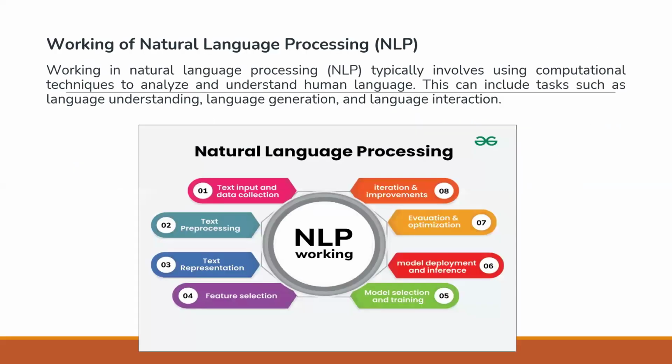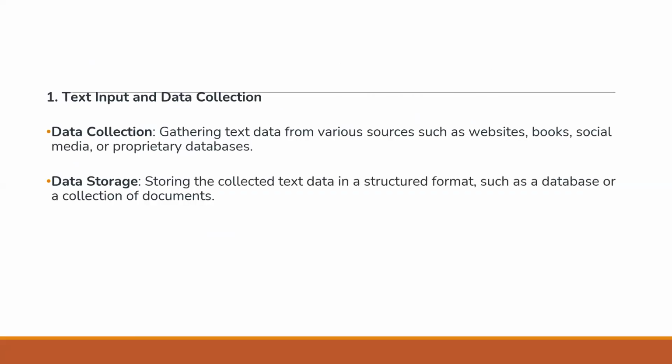So, the working of natural language processing. NLP typically involves using computational techniques to analyze and understand human language. Those are very interesting in mathematics. It will be very interesting to work this out actually. It's like a mathematical subject. This can include tasks such as language understanding, language generation, and language interaction. Here are some of the steps we are going to see.